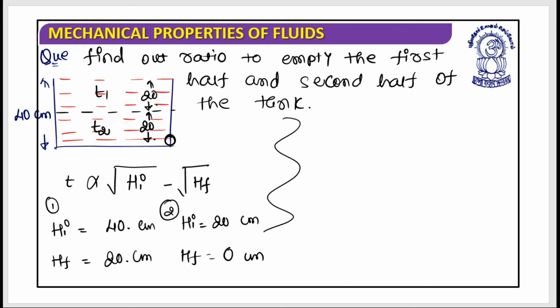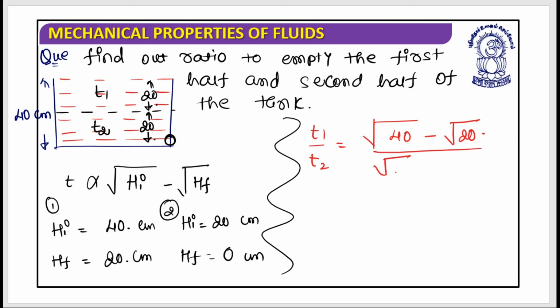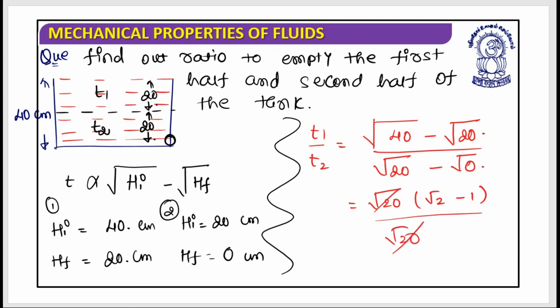So from this I can have the relation t1 is to t2 equals root of 40 minus root of 20 divided by root of 20 minus root of 0. Root of 20 is common, and this equals root 2 minus 1 divided by root of 20. So this goes away, and this is equal to root 2 minus 1. This is the ratio t1 is to t2. I hope this is clear.